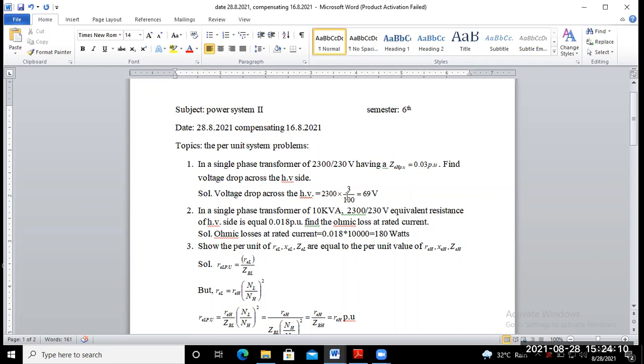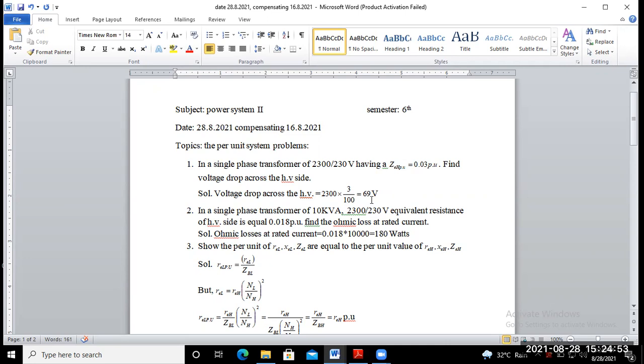So the voltage drop is given by the impedance, whatever the percentage of the impedance, and you need to apply it to the value of the high voltage side. The high voltage side is 2300 volt. So if you convert this 3%, this per unit value, you just multiply by 3 by 100 with the high voltage side voltage rating, that is 2300 volt, and that is nothing but 69 volt.